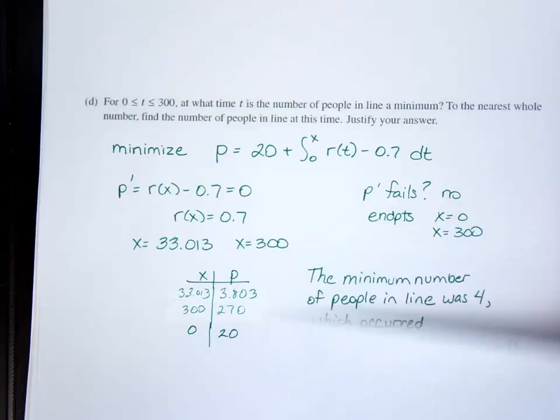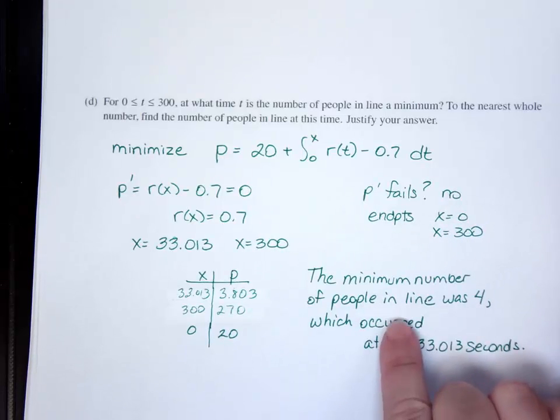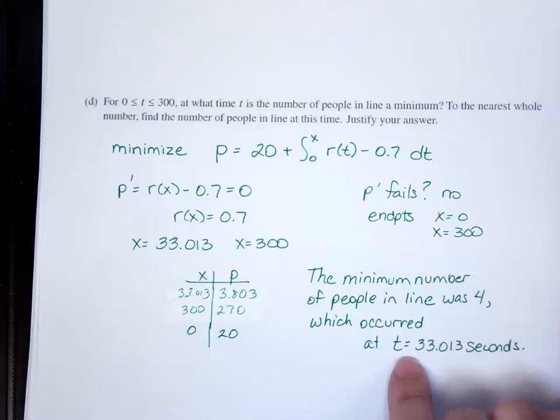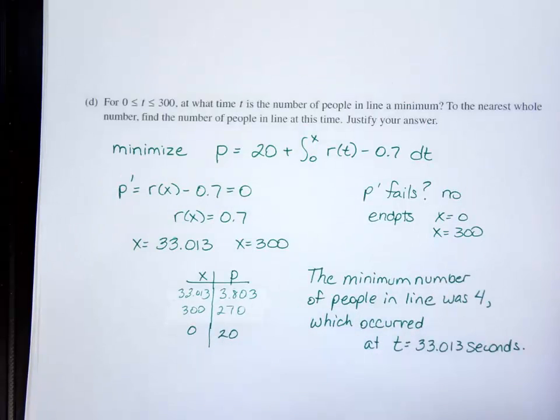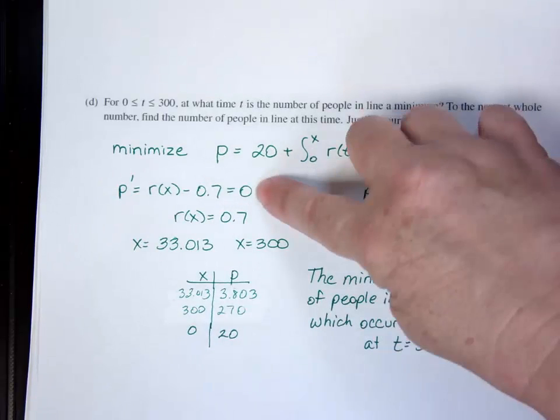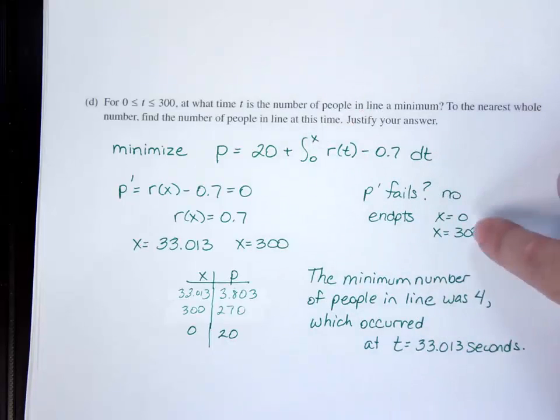So, rounding to the nearest whole number, the minimum number of people in line was 4, which occurred at t equals 33.013 seconds. Now the work here is your justification, because I found my critical points. Specifically, I found where p prime equals 0 and went from there.